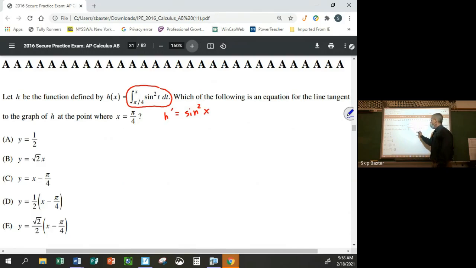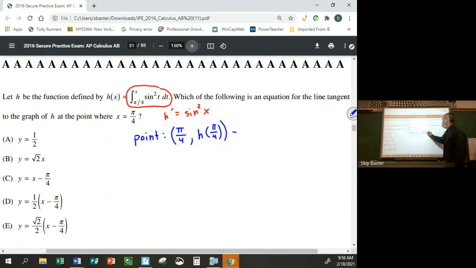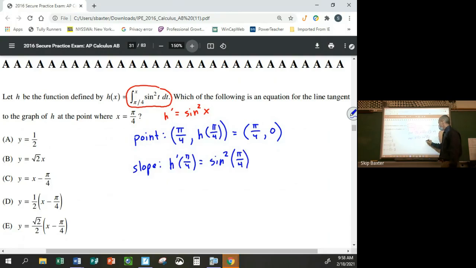You need a point and a slope to find the equation of a line, right? The point is going to be pi over 4, h of pi over 4. But what's h of pi over 4? 0, because you're going from pi over 4 to pi over 4. So this is really pi over 4, 0. Cool. And the slope is going to be h prime of pi over 4, which is really sine squared of pi over 4. What's the sine of pi over 4? Radical 2 over 2. It's 45 degrees, right? So this is radical 2 over 2 squared, which is 1/2.